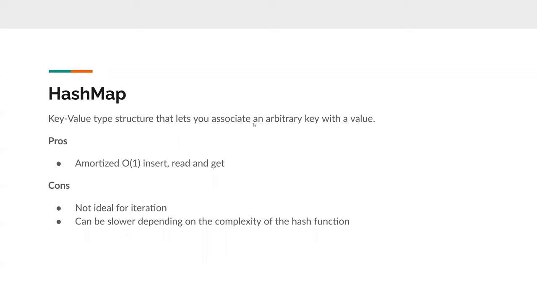Cool. Now let's look at the hash map, which is a key value structure that lets you associate an arbitrary key with a value. And if there's questions, just pop them in the chat at any time. So the main clue of a hash map is to be able to associate a key with a value. It has an O(1) amortized cost of insert, read, and get. That means it's the same time, basically, on average. It doesn't matter how much you're inserting, how much you're reading or getting. It's the same cost either way, no matter what.